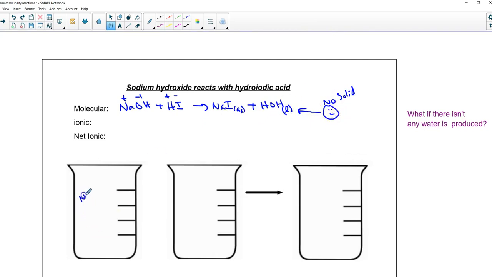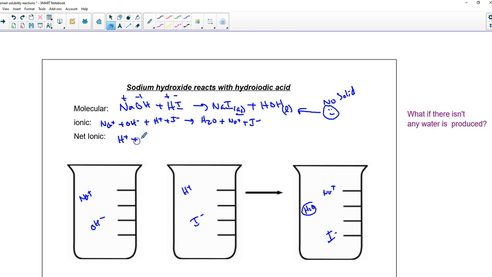So let's draw it out. Na plus, OH negative. I have H plus, I negative. And I'm going to get water, and then the Na plus is still floating around, and the I negative is floating around because it's aqueous. So my ionic equation is Na plus, OH negative, plus H plus, I negative, yields H2O, if you'd like, plus Na plus, I negative. My net ionic is H plus, OH negative, yields H2O.